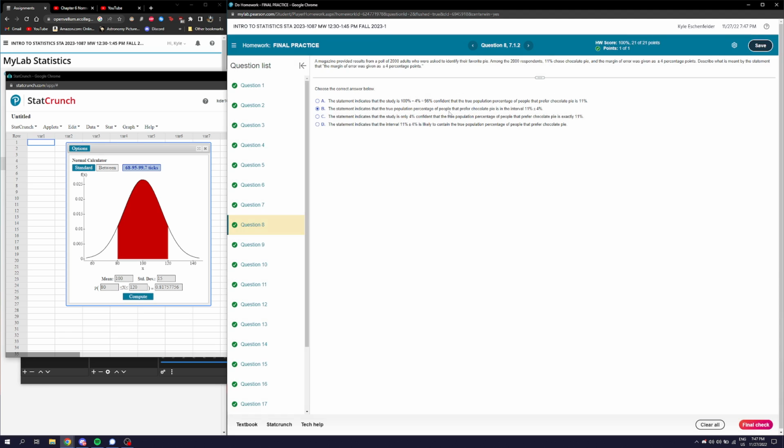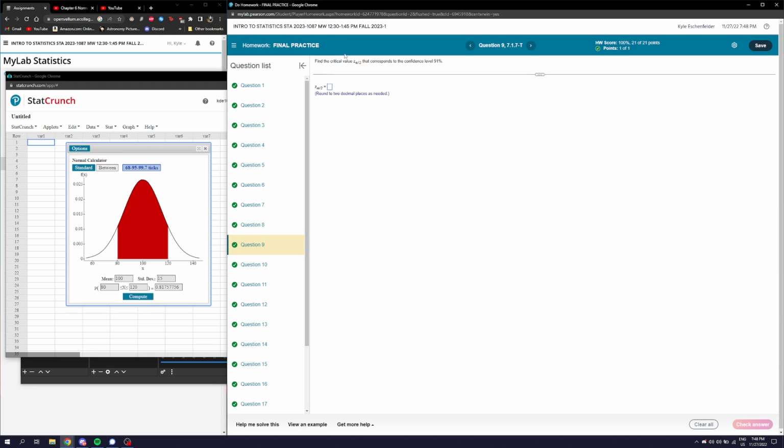Properties of margin of error. I was very wrong, look at that. I think it's that one. Yeah. I remember in class, even the professor said this question's kind of loaded because I'm pretty sure this is technically correct too, but for some reason they want this. This statement indicates that the interval 11% plus or minus 4% is likely. It's just the word likely, I think. It's not 100% sure. It's just likely.